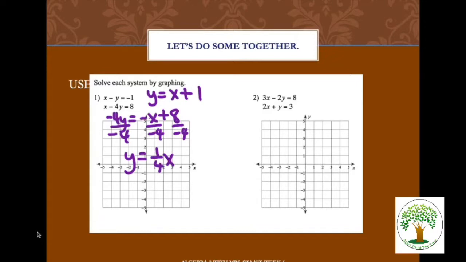What if they don't cross at an exact point? They will. They did. They got negative 4, negative 3.